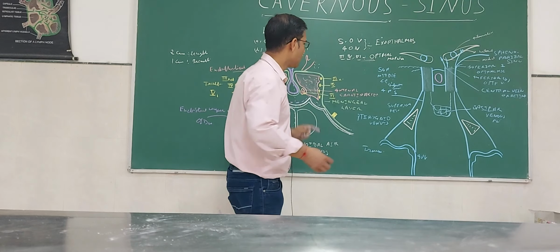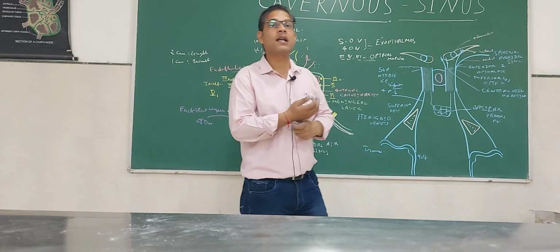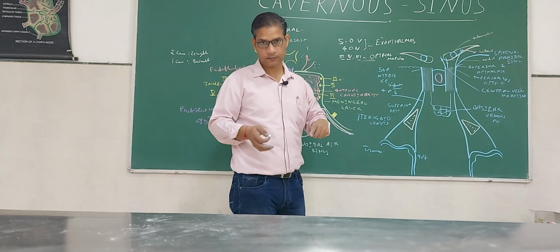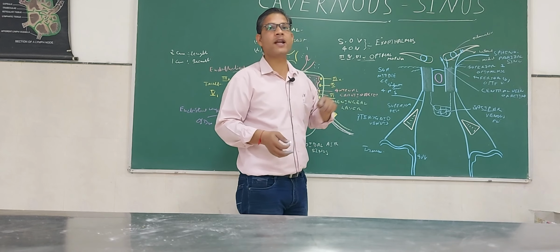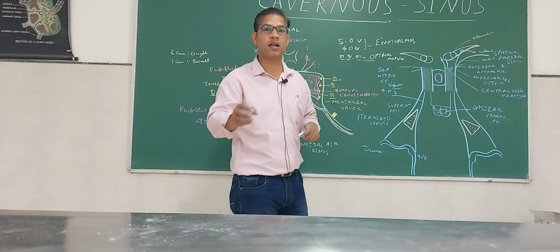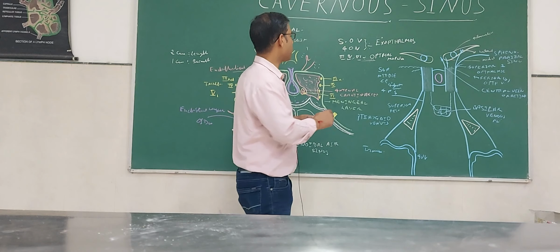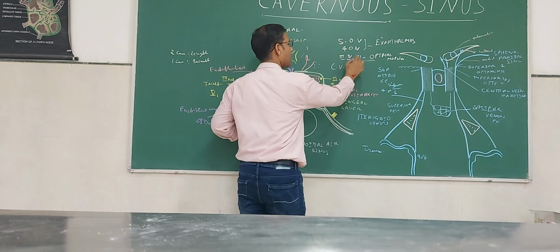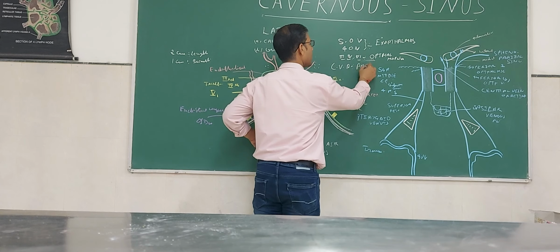Not only that, whether due to raised intracranial tension from this thrombosis or because the central vein of the retina is unable to take the venous blood from the eyeball, that will lead to congestion of the central vein of the retina, and that is known as papilledema.